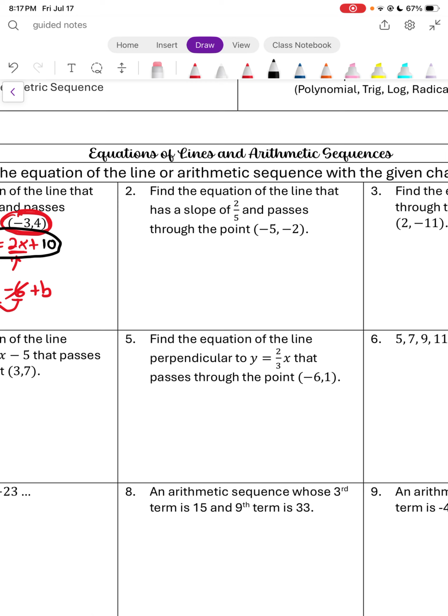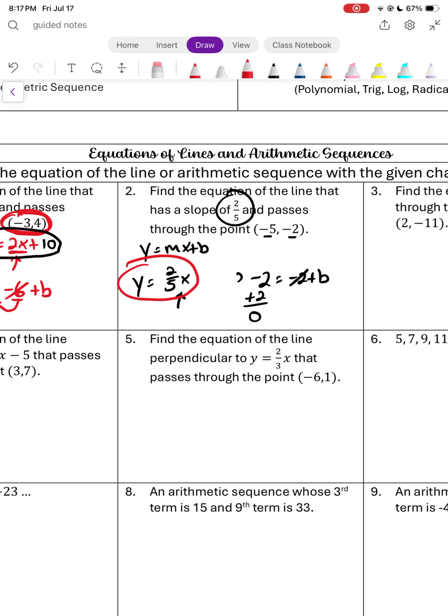That's always going to be your steps. y equals mx plus b. The slope that they give you, you're going to plug in, y equals 2/5 x plus b. Then you're going to plug in the x and the y value, the y being -2, the x value being -5. And again, my advice is, as you plug it in, actually multiply it out. 2/5 times -5 is going to be a -2. When you move that -2 over, it's going to tell you what the b is, which in this case is 0. So your b value is 0, so you can just put plus 0. And there's your equation.